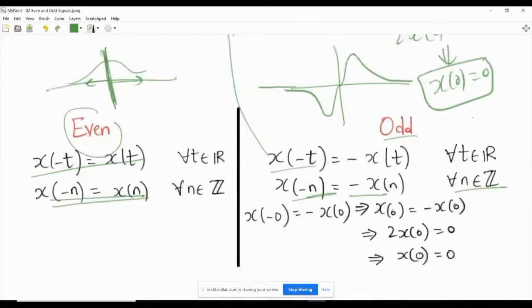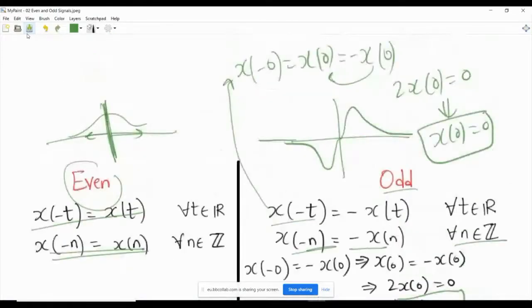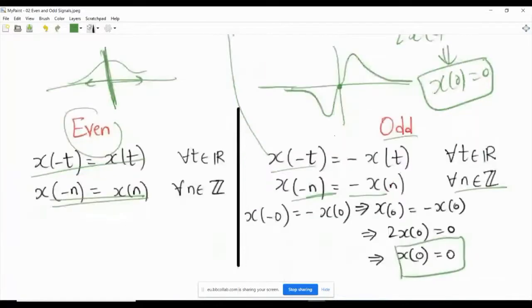So always keep this in mind that x of 0 is equal to 0, and this is true if we are talking about a continuous time signal. So for an odd signal, going through this origin here is not an accident. It must be the case that you go through 0, and the same if we are talking about sequences or discrete time signals.